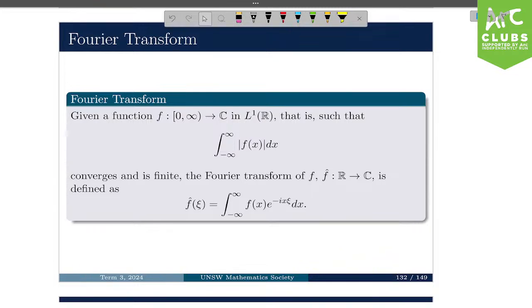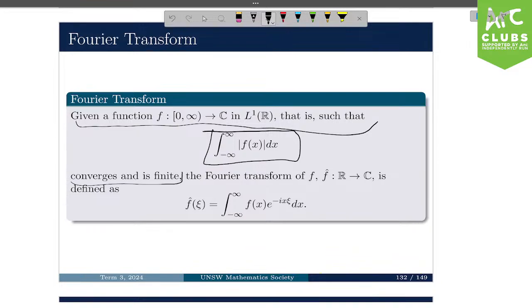So, first things first, given a function in L1, mind you, L1 just means continuously differentiable of the real numbers. So that is, it's like a certain definition on functions. Yep, converges then is finite. So that is, the area under whatever graph is finite. Okay, it doesn't diverge.